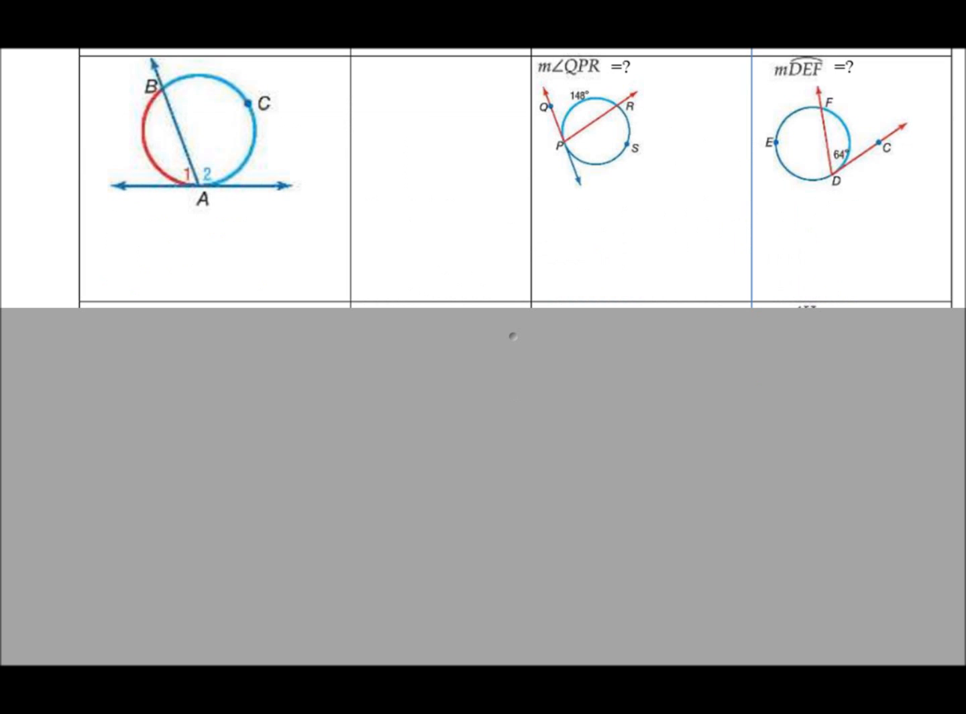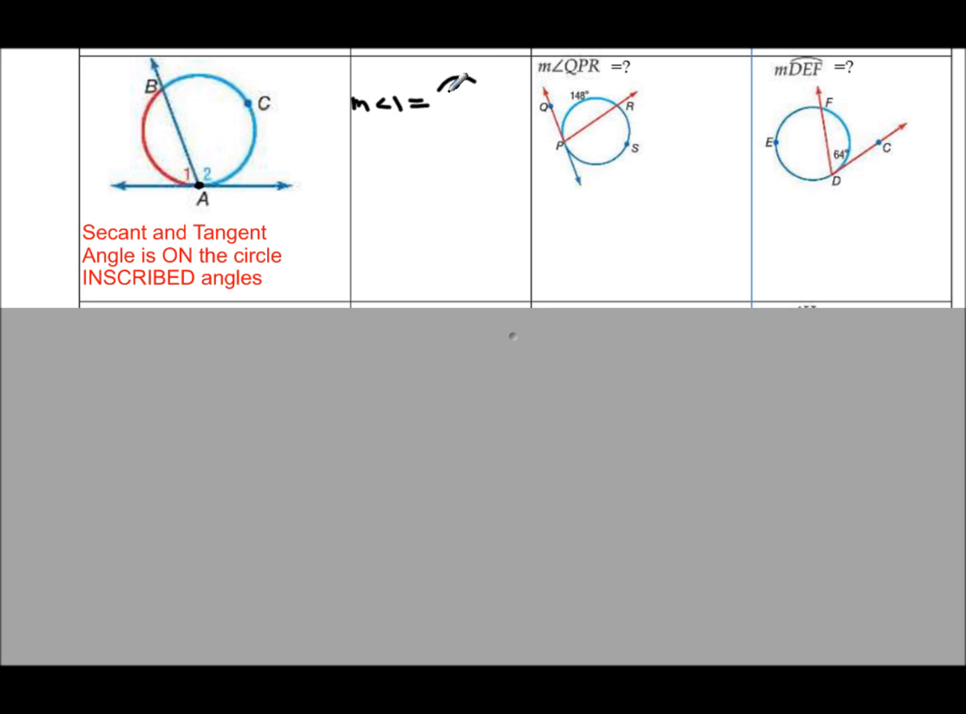Okay, the next property of angle measures that exist in circles is when you have a secant and a tangent. These aren't anything different than inscribed angles. They're going to be angles that exist with the vertex on the circle, and they're going to have a measure that is half of the arc that surrounds them.